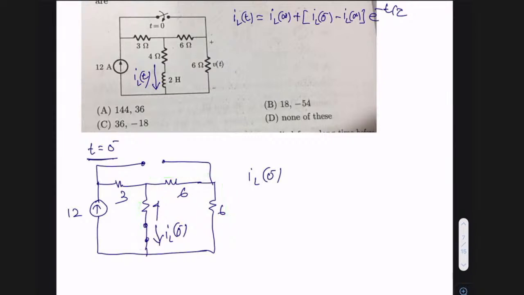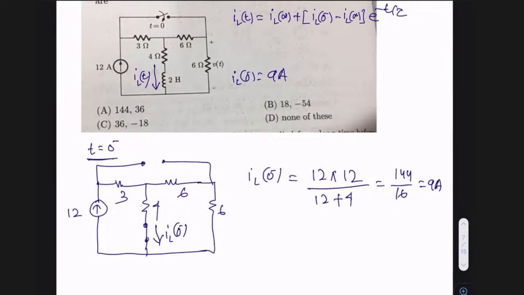So this 12 ampere is coming here and getting divided in this path and this path. So I can use the current division rule. iL(0 minus) equals 12, because I need the current in this direction, into the opposite arm resistance, 6 plus 6 is 12, so 12 into 12 divided by the sum of all, 12 plus 4, which is 16. So it is 144 by 16, which comes to 9 amperes. So your iL(0 minus) is 9 amperes.